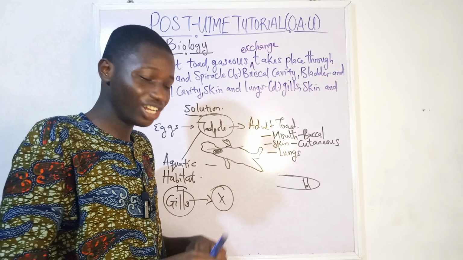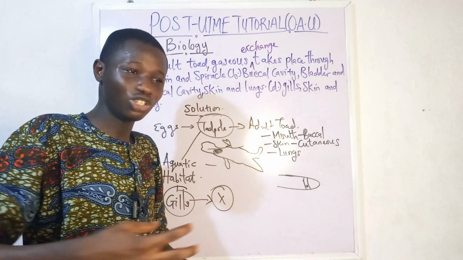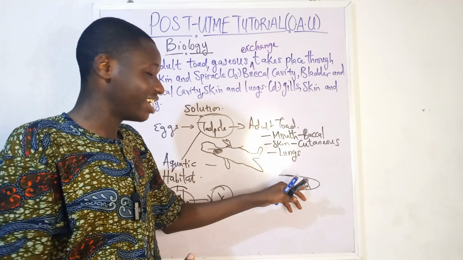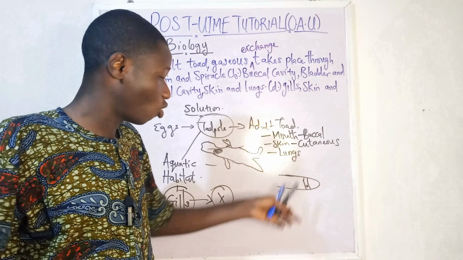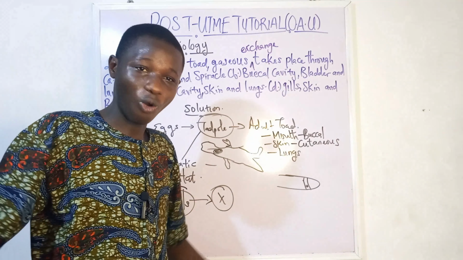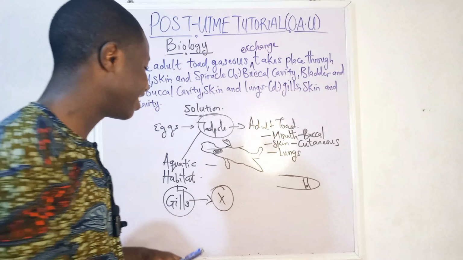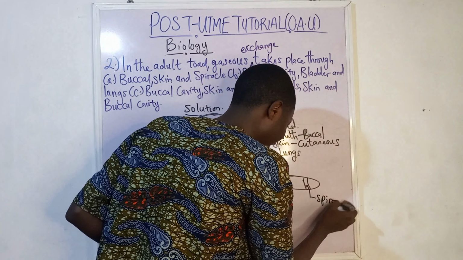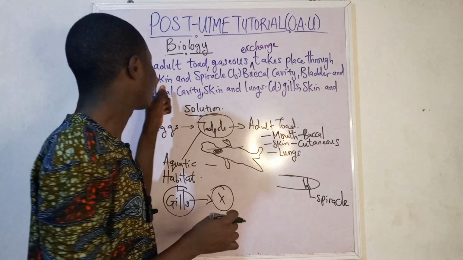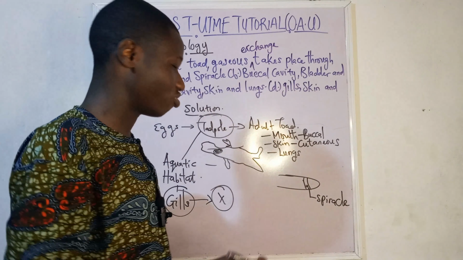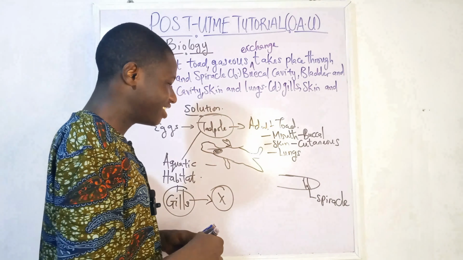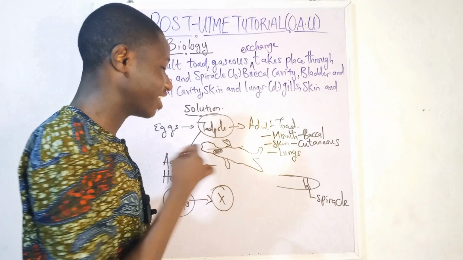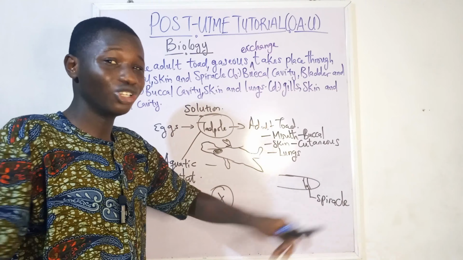It's a tiny hole that allows the passage of air, like the passage of oxygen and the exhalation of carbon dioxide. So insects use what? Spiracle, not the toad, right? And even for insects, if they ask you the part of insect that is used for gaseous exchange, you will not say spiracle. Spiracle is just an opening.